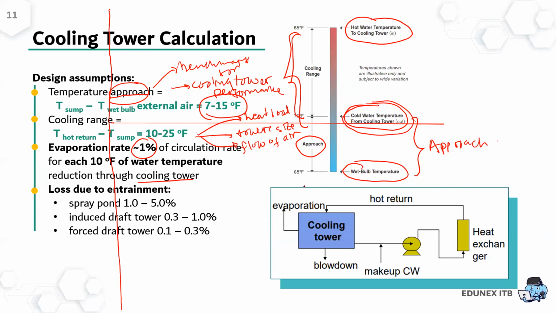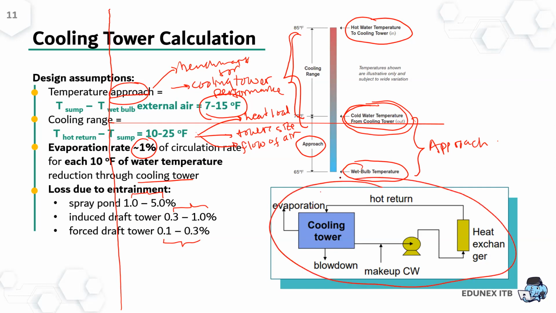And the loss due to entrainment is commonly associated with the spray pond, induced draft tower, and also forced draft tower. So this is the interval range of the percentage here. For the spray pond it is from 1 to 5%, the induced draft tower is from 0.3 to 10%, while for the forced draft tower it is 0.1 to 0.3%.